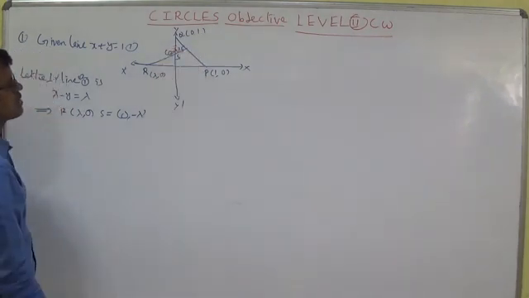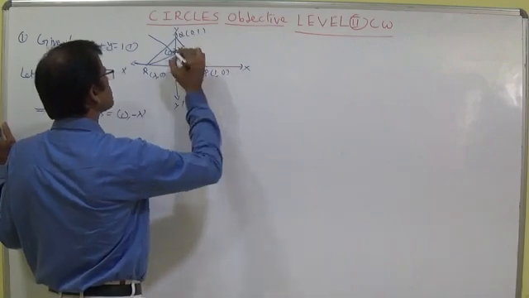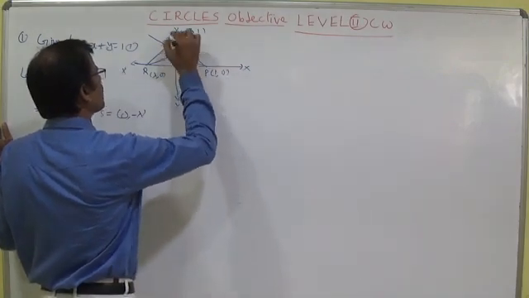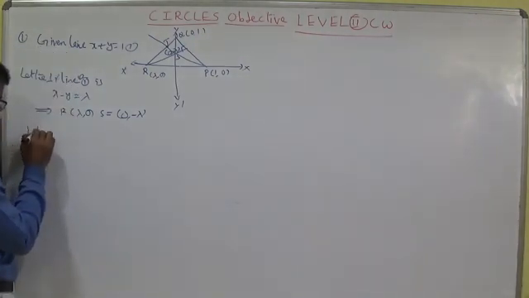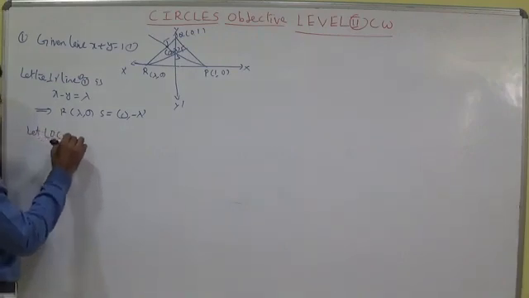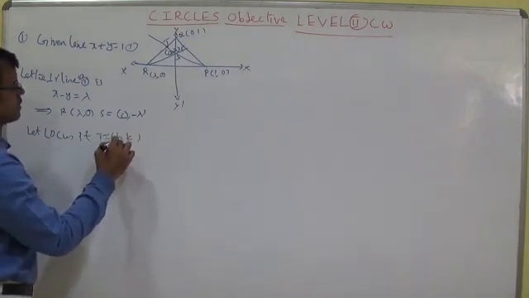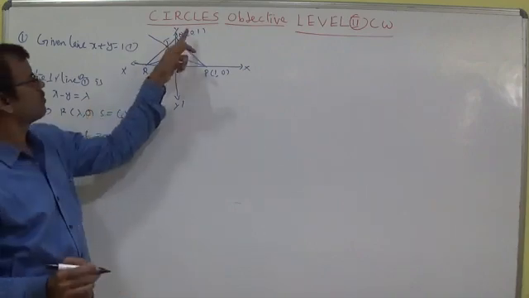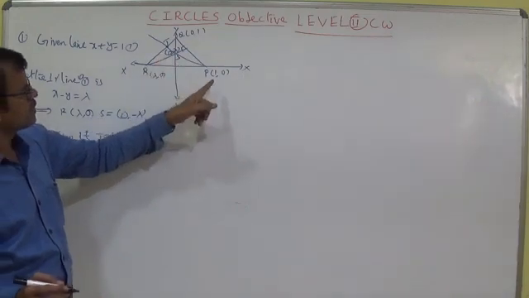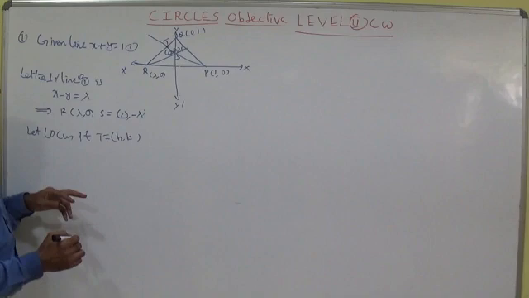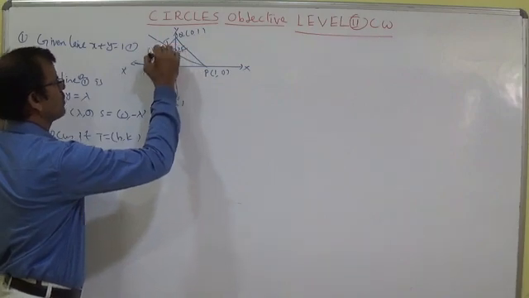He is asking for the point of intersection of QR and PS. What is the locus he is asking? Let the locus point T be H comma K. So depending upon this, we can say that slope of TR is equal to slope of QR, slope of TS equal to slope of TP. T means H comma K. You can write H comma K is the locus point.